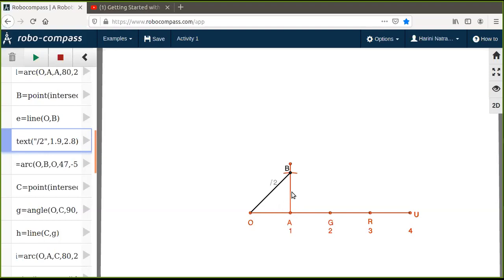So 1 square plus 1 square will be 2. So your OB square will be 2. And hence the OB will be square root of 2. I've just written this as square root of 2. I didn't have the symbol for square root on the robo compass, so I had to just show it like this so that you understand this length OB represents root 2.